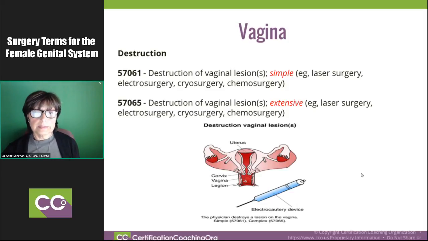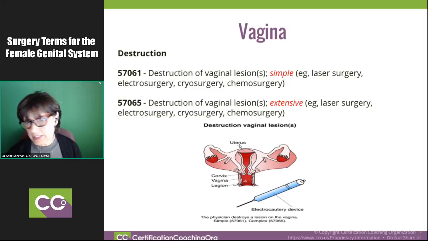Okay, now let's talk about the vagina and destruction. 57061 is destruction of vaginal lesions, simple. So for example, we have the laser surgery, the electrosurgery, as we had talked about before, which is the heat. Cryosurgery is the freezing, and then the chemosurgery is the chemical removal of the tissues. And then we have 57065, which is the extensive version of the destruction of the vaginal lesions.